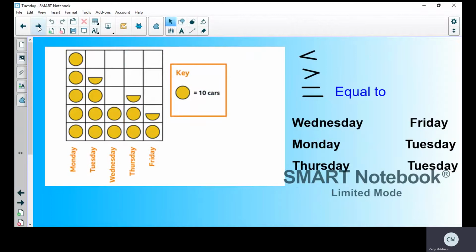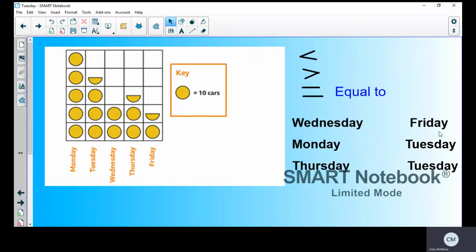Now, you've got a question like this on your sheet. So this is a pictogram. I showed you this yesterday. So each circle represents 10 cars, so half a circle would represent 5 cars. Now remember, these are the greater than, less than, and equal to signs. Just remember, the crocodile eats the biggest number.